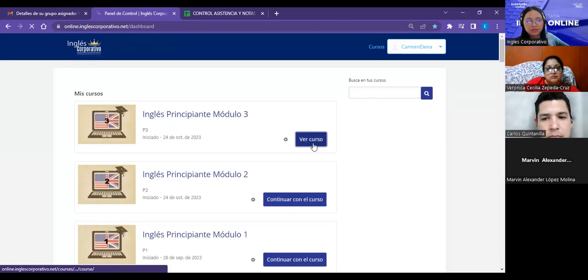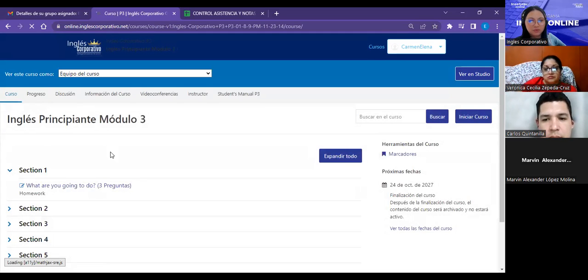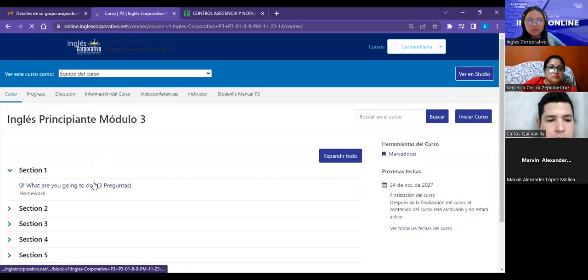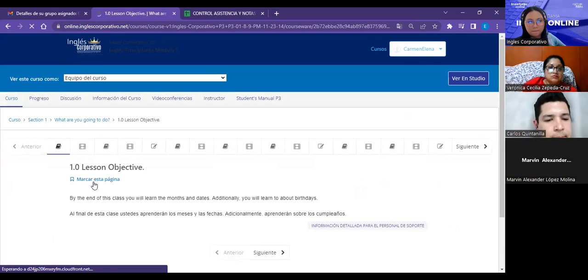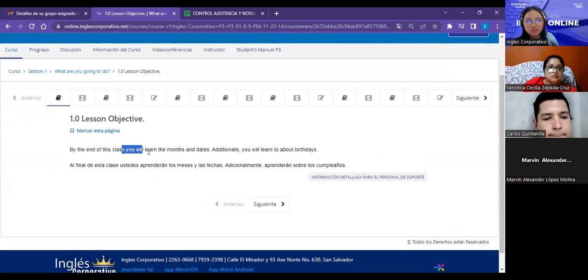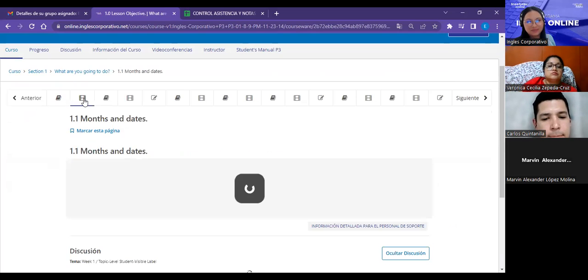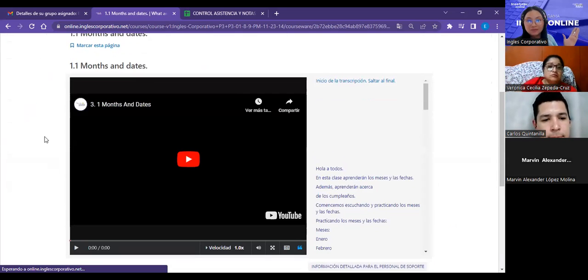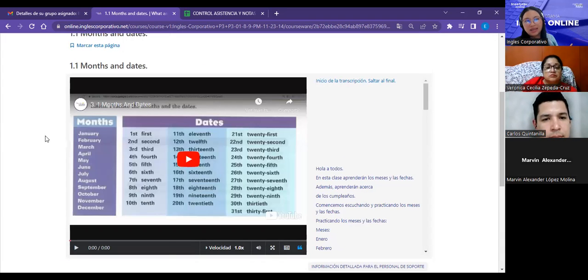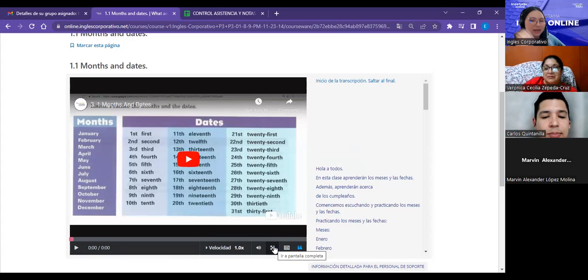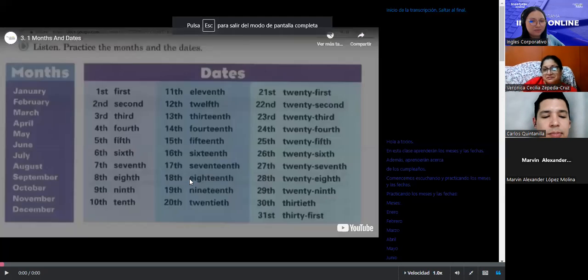This is your group. Principiante Módulo 3. Section number 1. So what is the objective? Let's read. By the end of this class, you will learn the months and dates. Oh, interesting. And we will also learn about birthdays. It's quite interesting and very nice information. So let's listen to the correct pronunciation. Remember, este es el último módulo en que ustedes van a ver la transcripción. Pre-intermedio, bye-bye. We are no longer going to have this. So get ready to practice your listening and pronunciation. Okay, here we go, class.